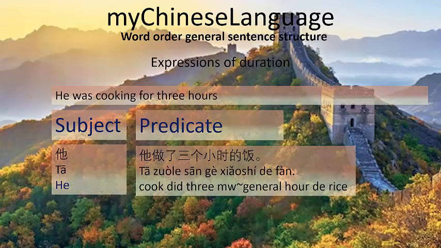Finally, expressions of duration. A duration expression comes after the verb, even if it means splitting, for example, cook and rice. He was cooking for 3 hours. 他做了3个小时的饭。 And that's it for subject, verb, object.